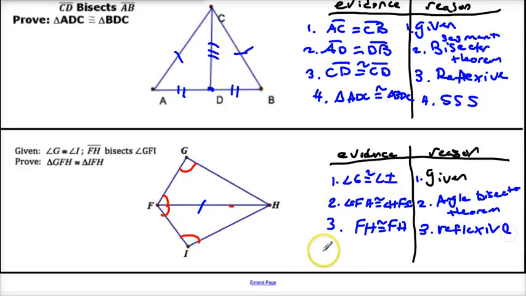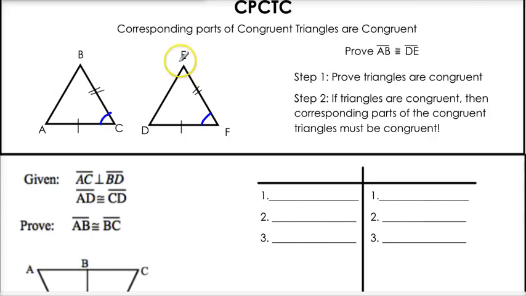All right, so what do we know? Our conclusion is triangle GFH is congruent to triangle IFH. And that is ASA. All right, we're rocking. Let's learn about this CPCTC thing, okay?